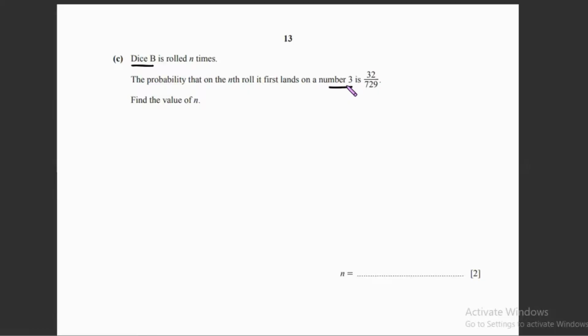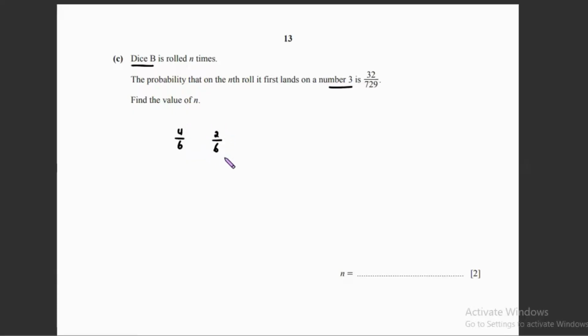Those were the outcomes. So getting a 3 is 2 out of 6 chances. So the probability of getting a 3 is 2 out of 6. This is what we get when we roll it for the last time. Previously, before getting a 3, all the other numbers were different numbers, which means in that case, the probability would have been 4 out of 6 because that is not a 3.